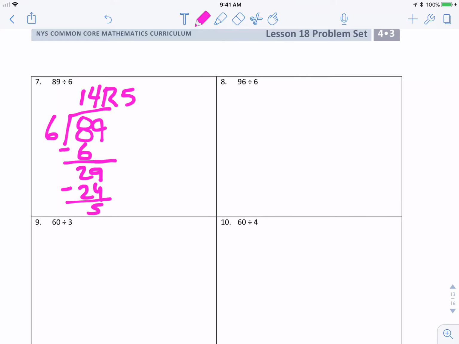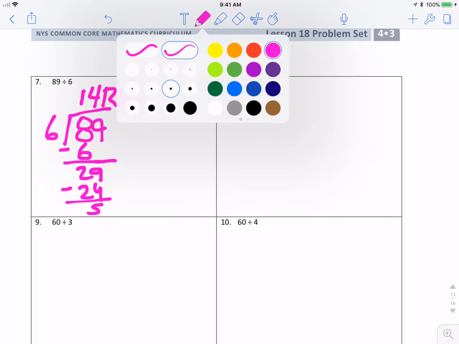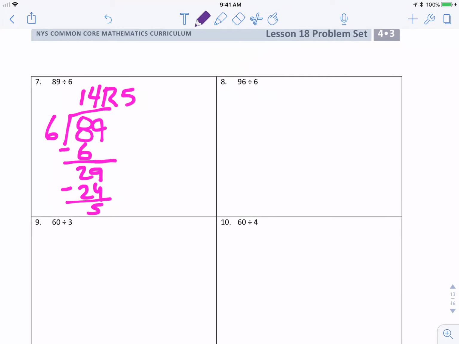Let's check our answer. 14 times 6. 4 times 6 is 24. Carry the 2. 6 times 1 is 6. Plus 2 is 8, so 84. Don't forget to add the remainder. Plus 5. 4 plus 5 is 9. 89. 14 remainder 5 is the right answer because I checked it.